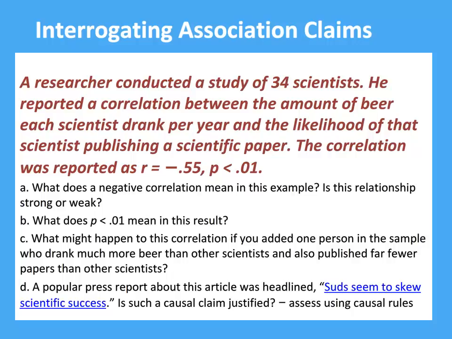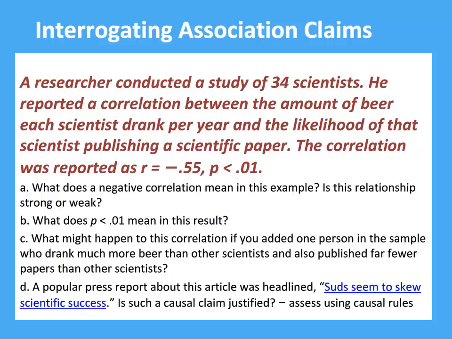The scenario is that a researcher conducted a study of 34 scientists. He reported a correlation between the amount of beer each scientist drank per year and the likelihood of that scientist publishing a scientific paper. The correlation was reported as R equals negative 0.55, P is less than 0.01.